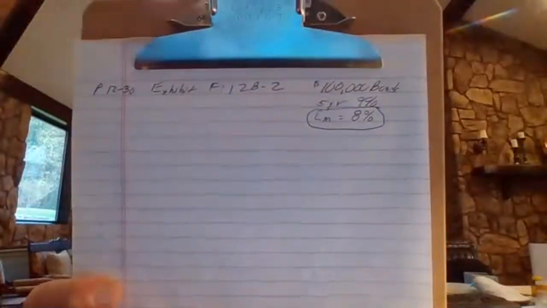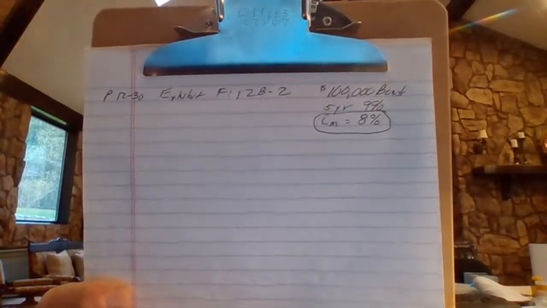Okay, so here we are on page 12-30, Exhibit 12B-2. $100,000 worth of bonds, 5-year, 9%. Market rate of interest is 8%. That's the information in the paragraph summarized.